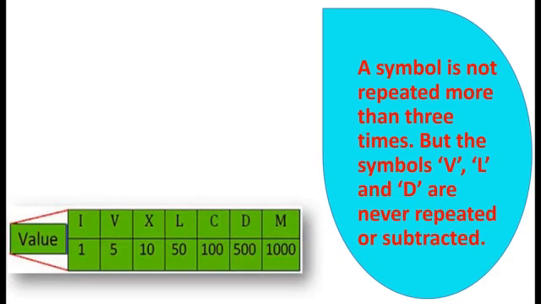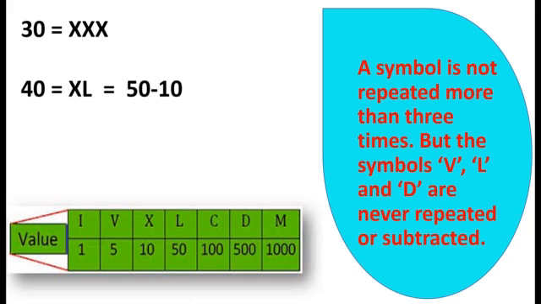The next rule says, children, a symbol is not repeated more than 3 times, but the symbols V, L and D are never repeated or subtracted. This means if we want to write, for example, 30, we can write X, X and X. Three times X is the maximum number of times we can repeat, so we have repeated X 3 times, that is equal to 30. And one more example, suppose I want to write 40. 40 cannot be written as X 4 times, because we cannot write any letter 4 times.